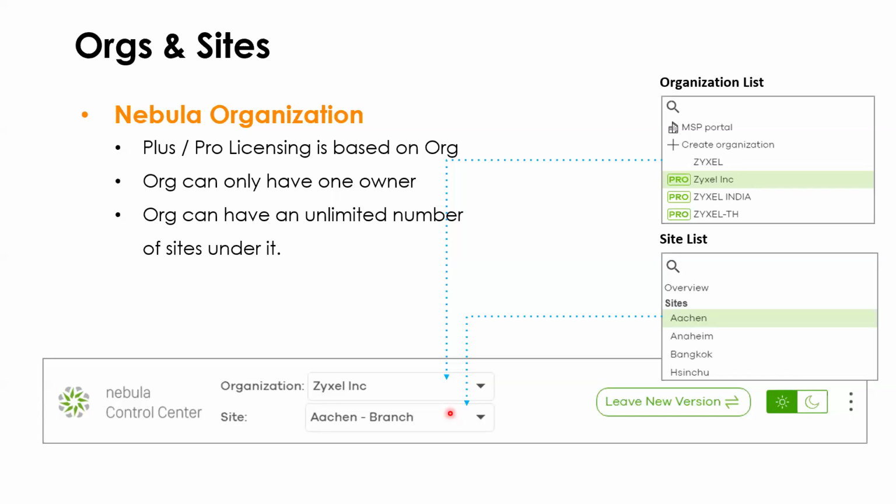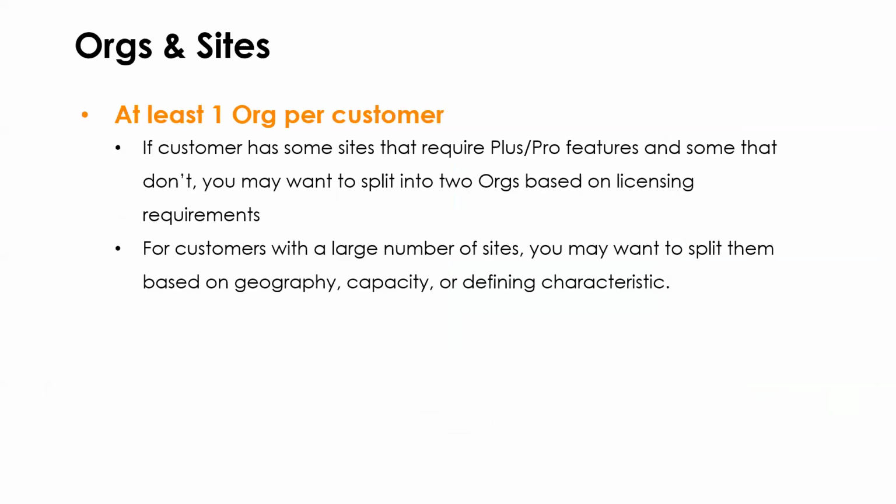The other reason is that if you're using our optional Nebula Plus or Pro Pack licenses, those are done on a per org basis. So if you have all of your customers under one organization and one of your customers needs some Pro Pack features, you're going to have to buy licenses for every device under every single one of your customers, whether they need Pro Pack or not. By putting each customer into their own org, you avoid that trouble.